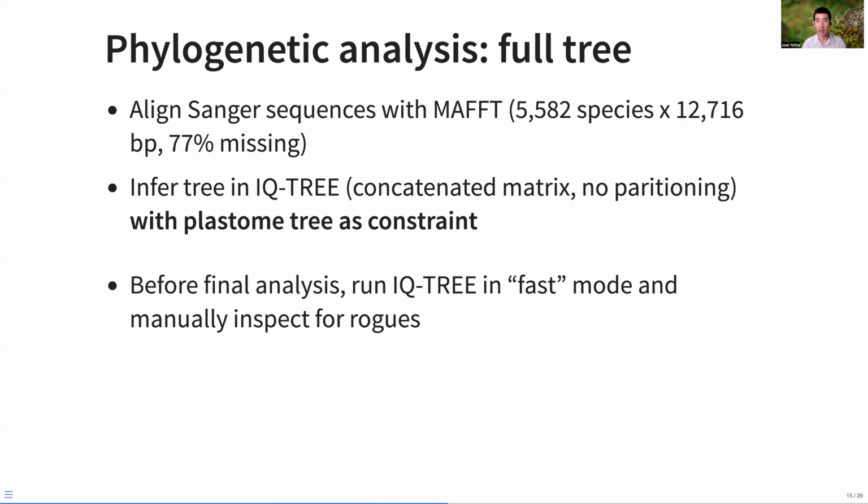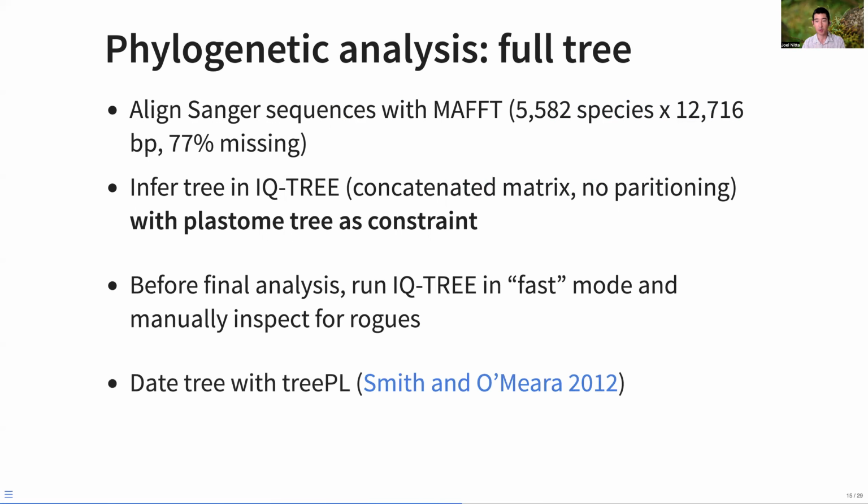Another feature here is that before we actually did the final ML analysis, we did one run of IQ-TREE in fast mode. This gives me a chance to take a look at the initial analysis and try to find any more rogues that may have fallen through the cracks from our previous steps. So we'll remove those and then run the final analysis afterwards. And once the final ML analysis is done, then we date the tree using TreePL.